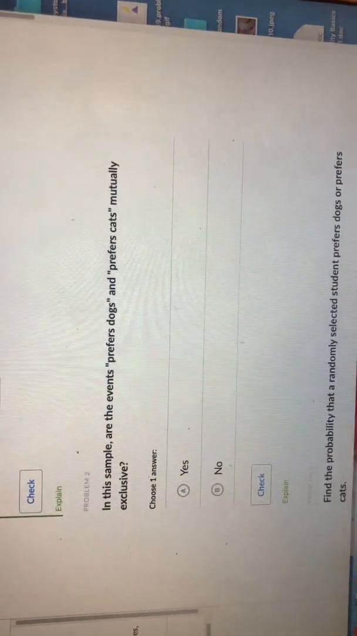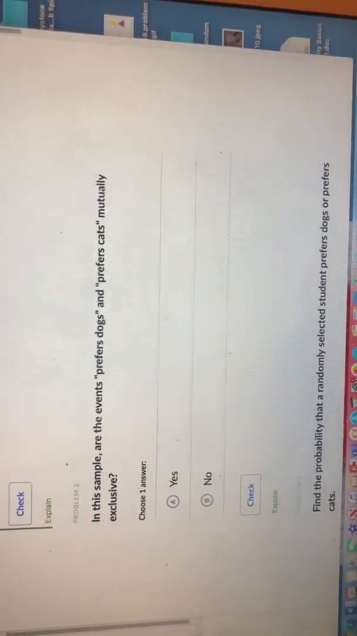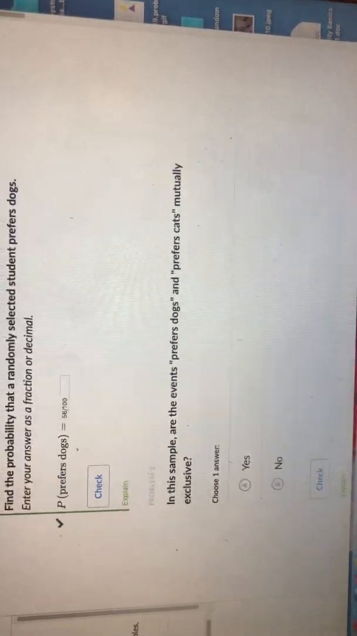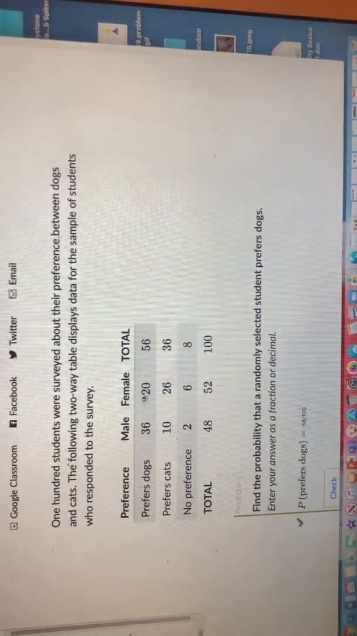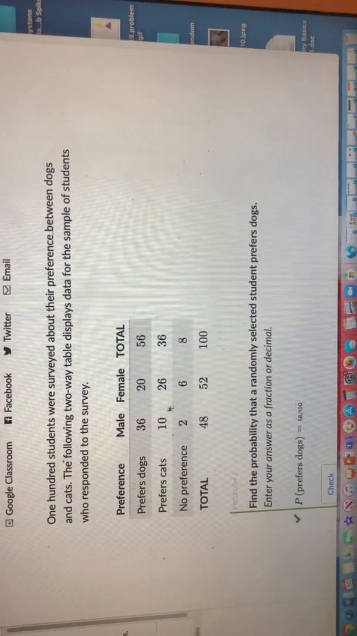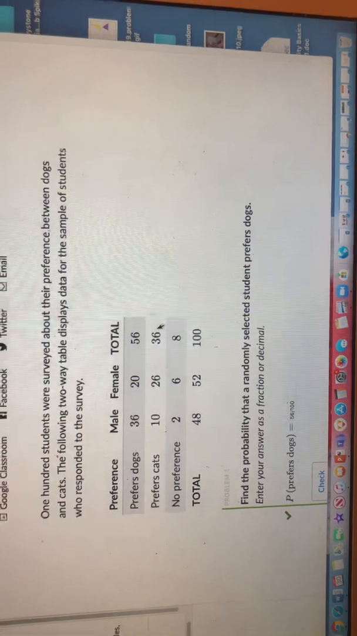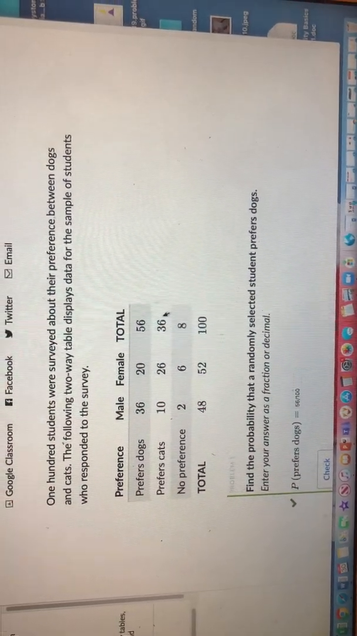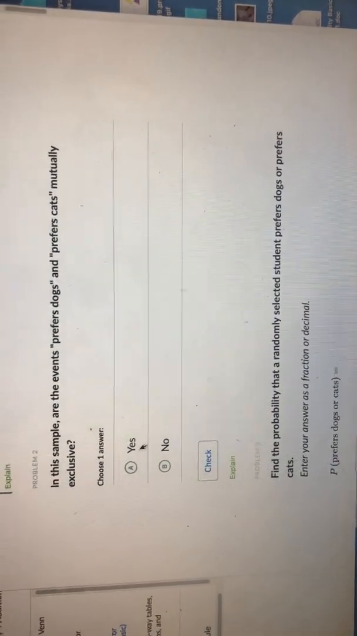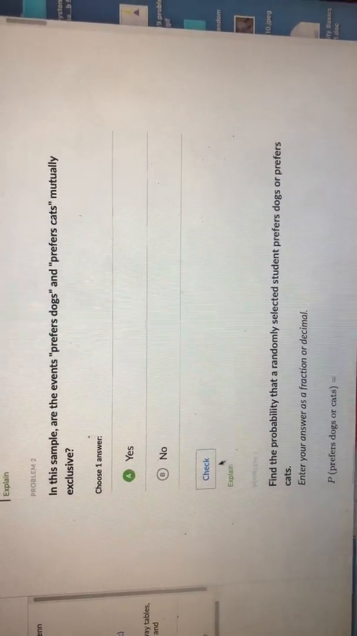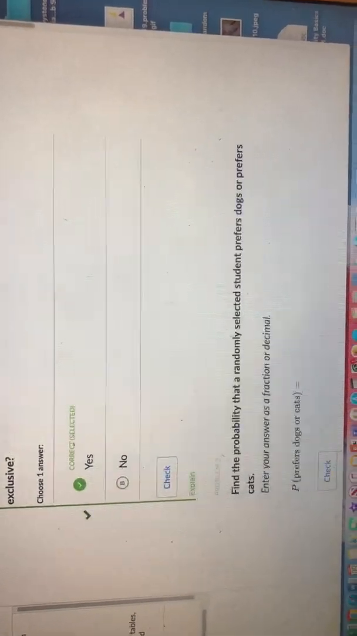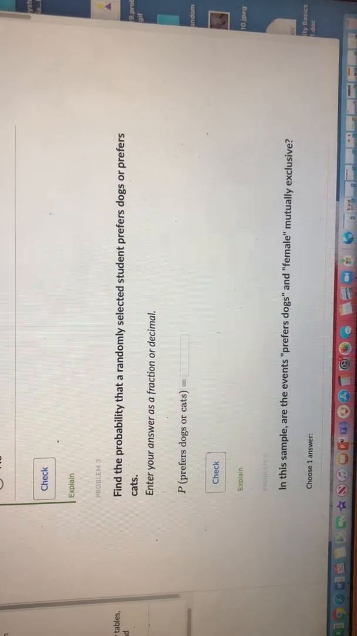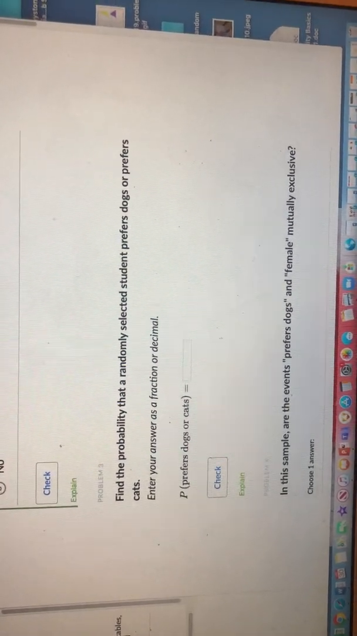All right, in this sample, are the events preferring dogs and preferring cats mutually exclusive? So preferring dogs, that goes horizontally straight across. Preferring cats, that goes horizontally straight across. There's no overlap. They're not intersecting. They are parallel to each other in the table. So yes, these are for certain mutually exclusive.